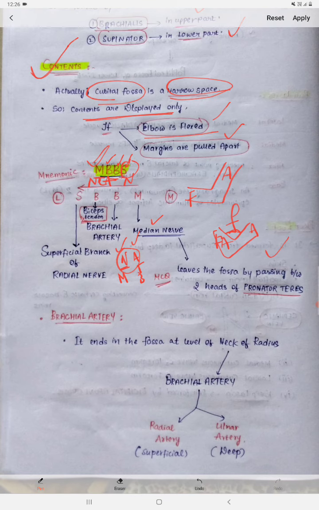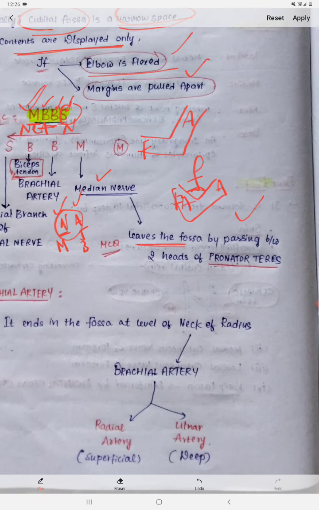The median nerve leaves the cubital fossa by passing in between the two heads of the pronator teres. Which muscle bounds the medial side of the cubital fossa? Yes, the pronator teres, and the median nerve is also on the medial side. So it needs to pass through the pronator teres, which has two heads, and in between the two heads the median nerve will pass. If you get an MCQ asking which nerve passes between the two heads of the pronator teres, the answer is the median nerve.